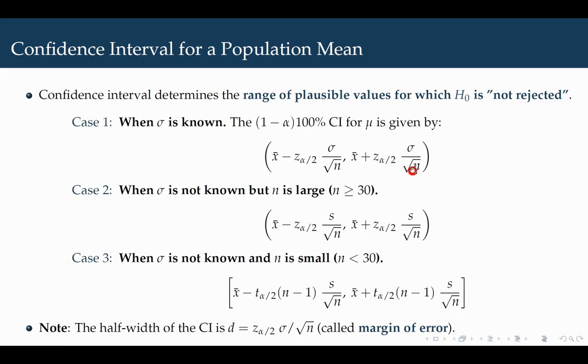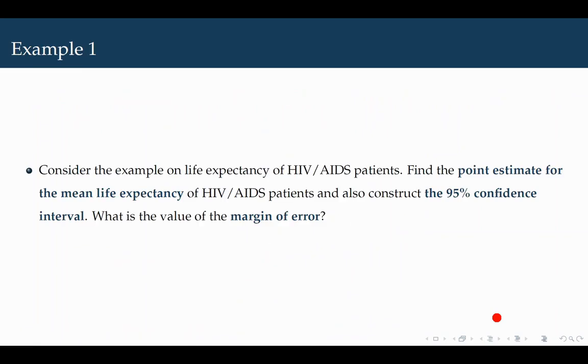Therefore, this is the half width of the interval. So the full width of the interval is going to be 2 times this value, 2 times z alpha over 2 sigma over root n. But this z alpha over 2 sigma over root n is the margin of error, which is just the half width of the confidence interval.